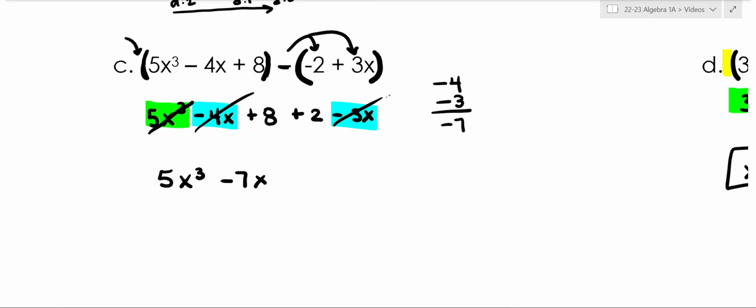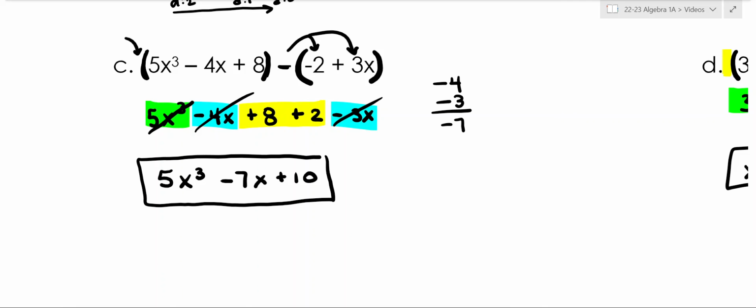Okay, done. And then lastly, oh, I already used green, so yellow. The two constants, plus 8 plus 2, are plus 10. And it's already from highest exponent to lowest exponent.